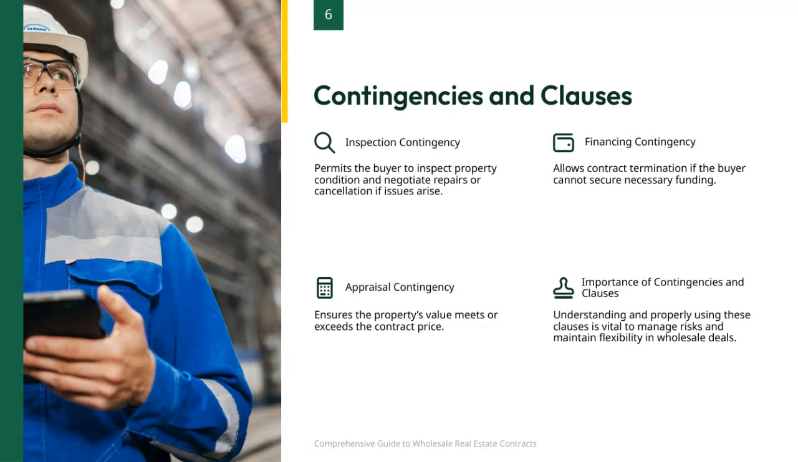Let's talk about contingencies and clauses, which are crucial to protecting buyers during a property transaction. First, the inspection contingency lets the buyer thoroughly check the property's condition. If any problems come up, the buyer can negotiate repairs or even back out of the deal. Next is the financing contingency, which provides an exit if the buyer can't secure the necessary funding.